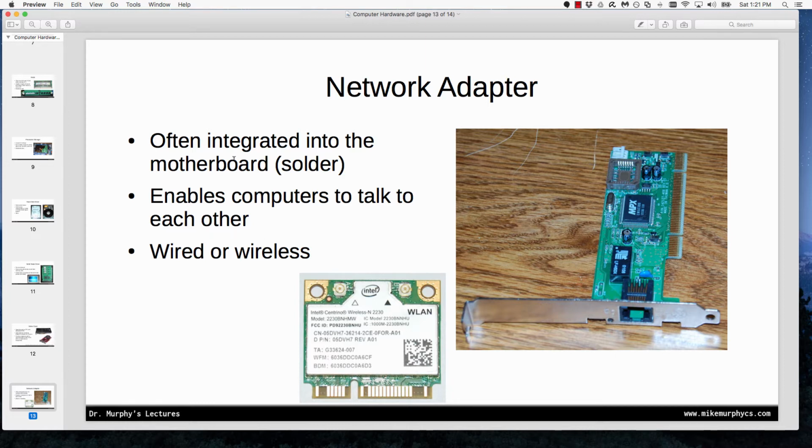Network adapters are the same way. These guys, typically nowadays you get at least one integrated onto the motherboard, soldered in, it just comes part of it. And it enables computers to talk to one another. So this is probably the majority of what we do on a computer now, right? We use the internet. Now we store things on the internet in the cloud, so we need access somehow.